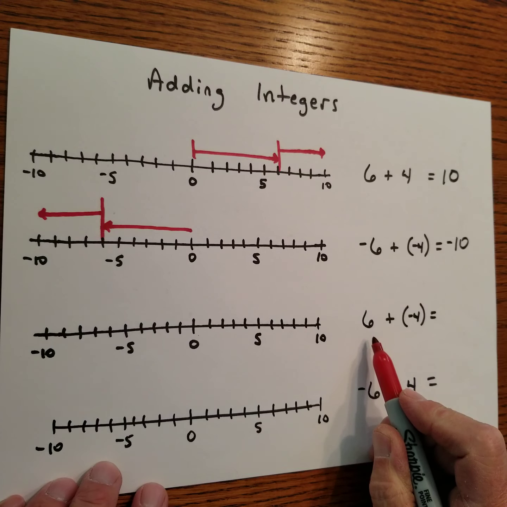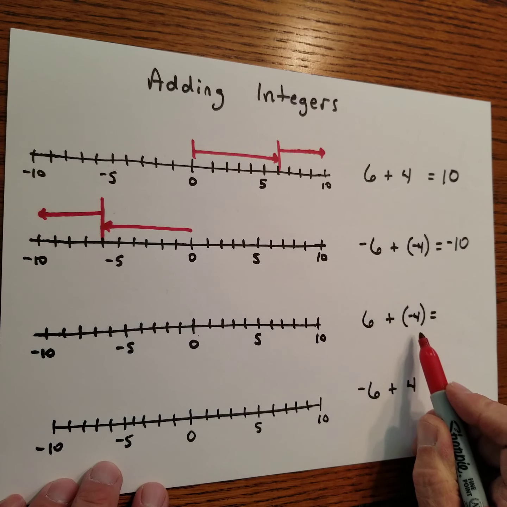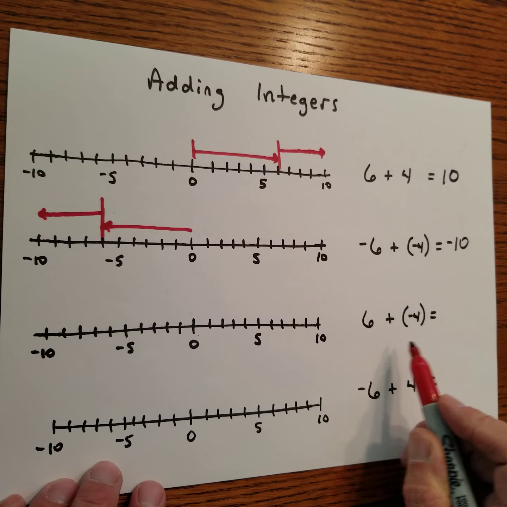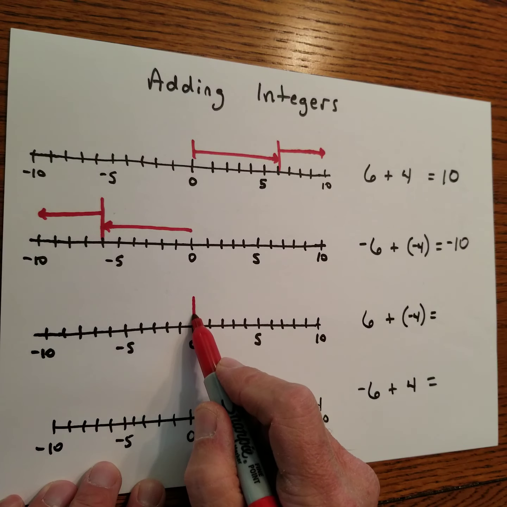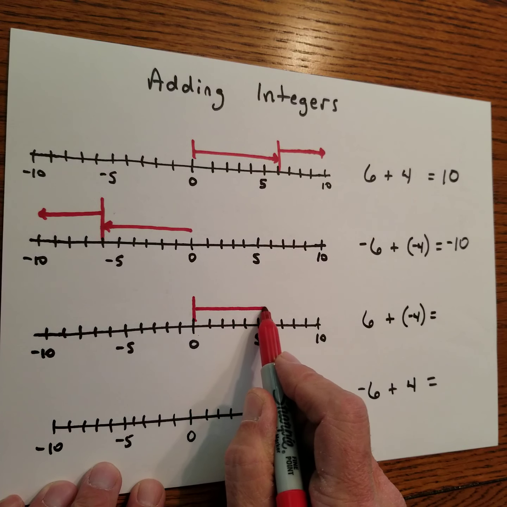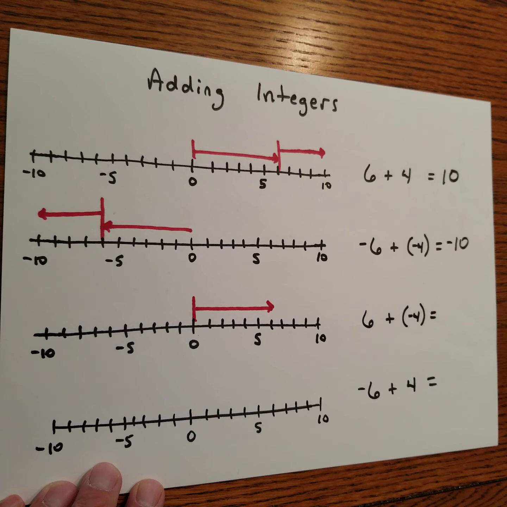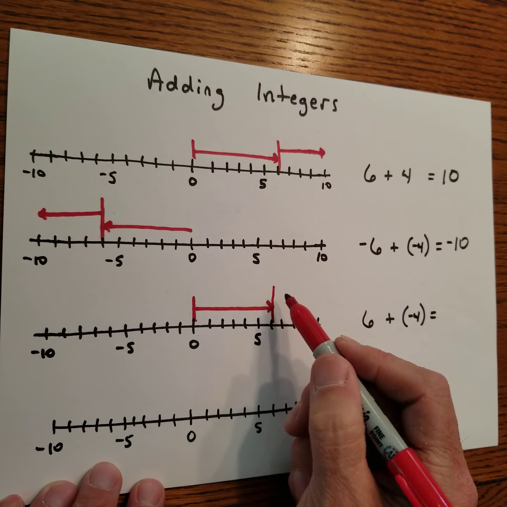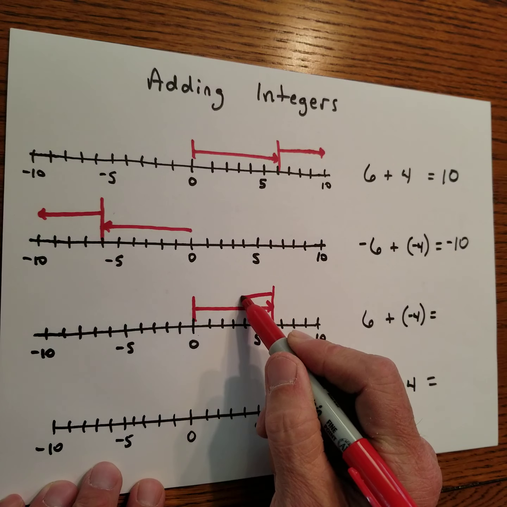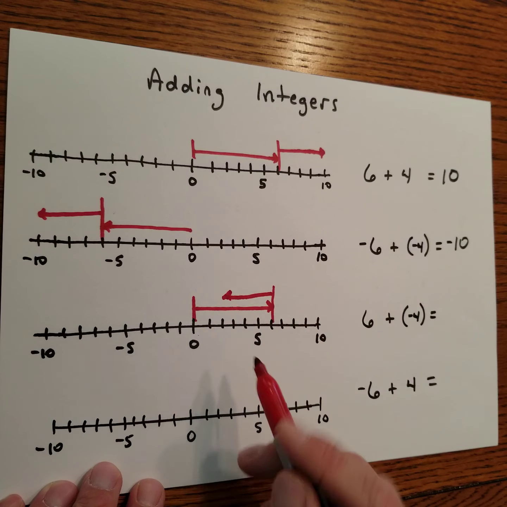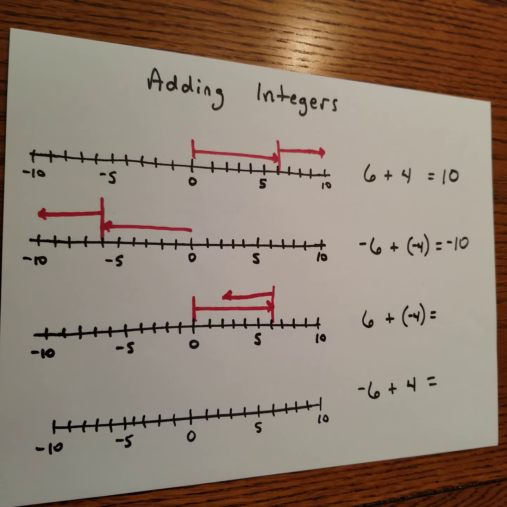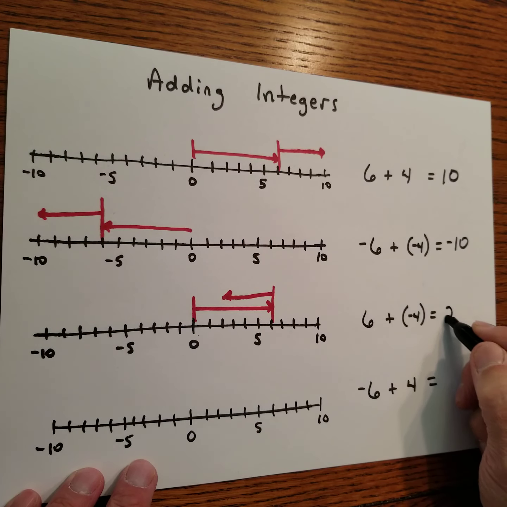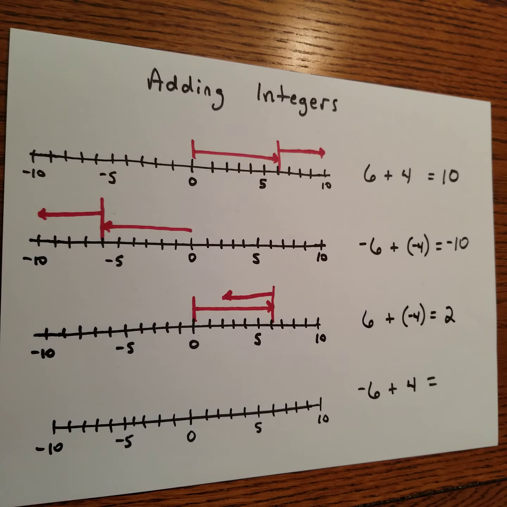This problem says to move 6 to the right, but then 4 to the left. 6 plus negative 4. Move 6 to the right, but then move 4 to the left. If I move 4 to the left, 1, 2, 3, 4, I end up at positive 2.